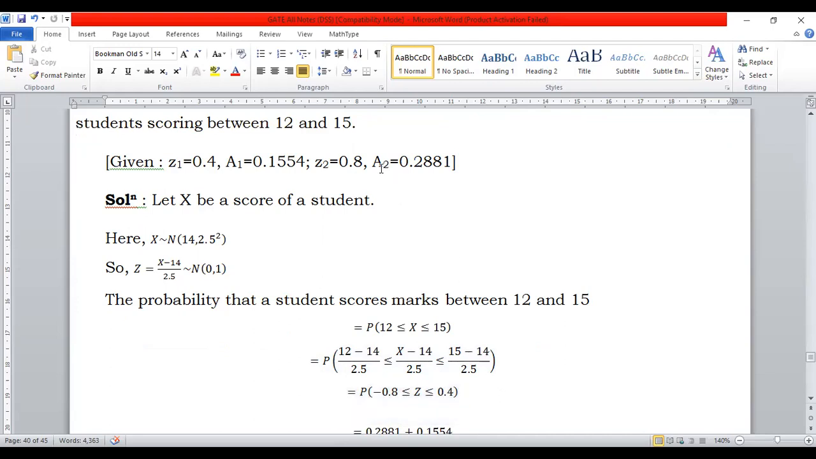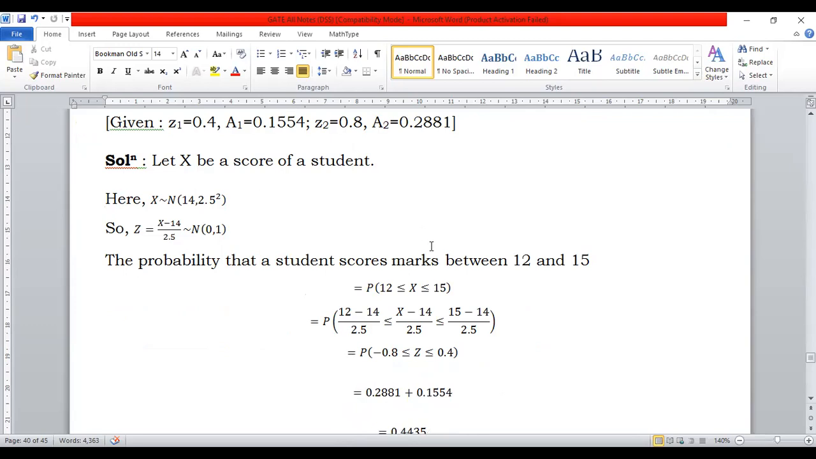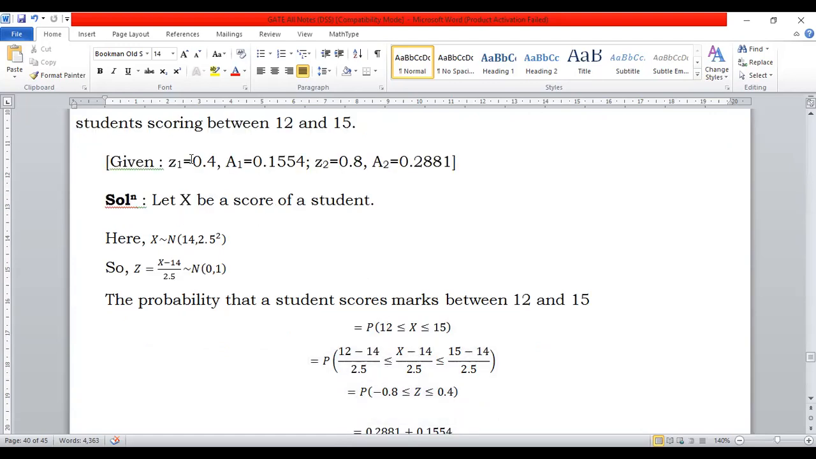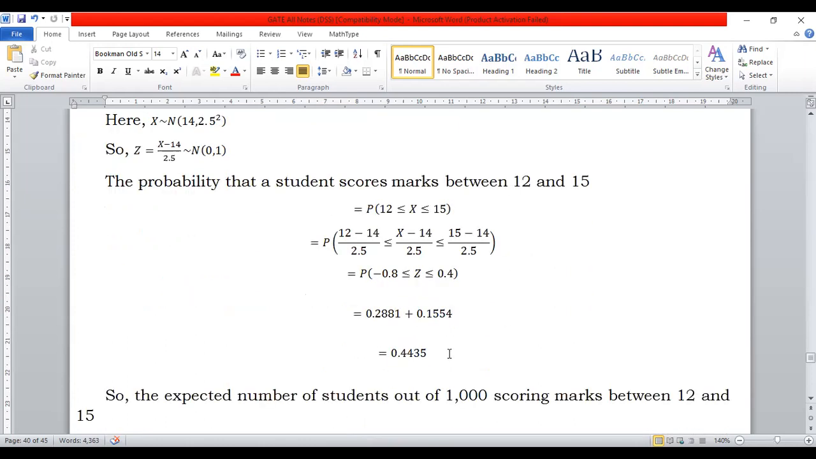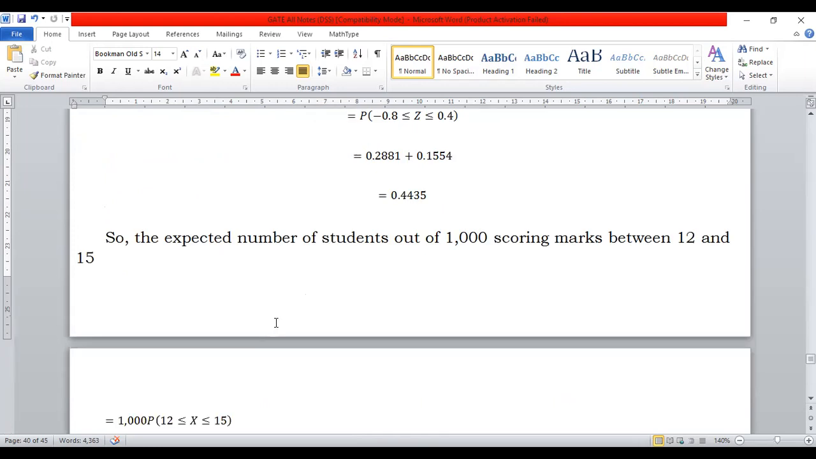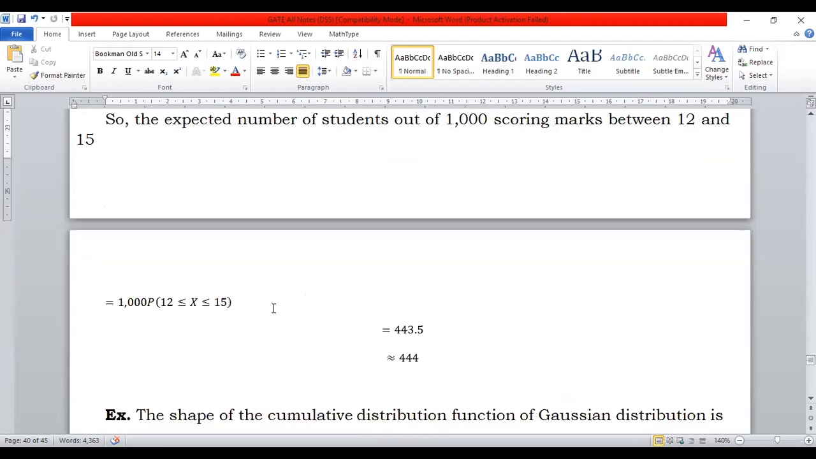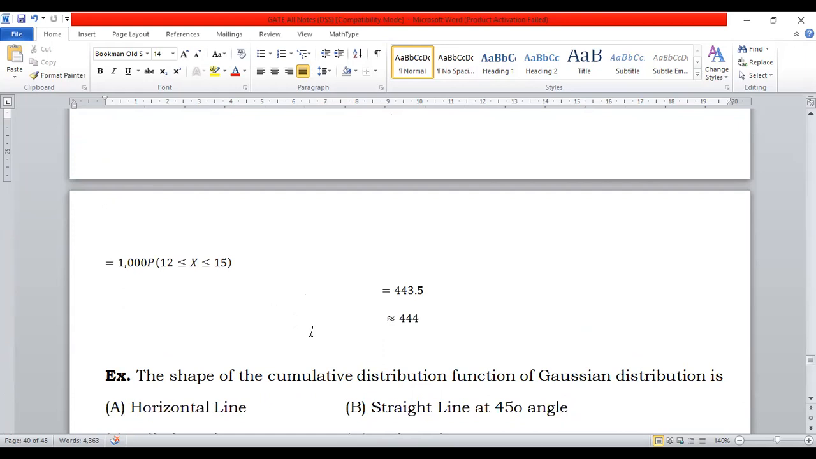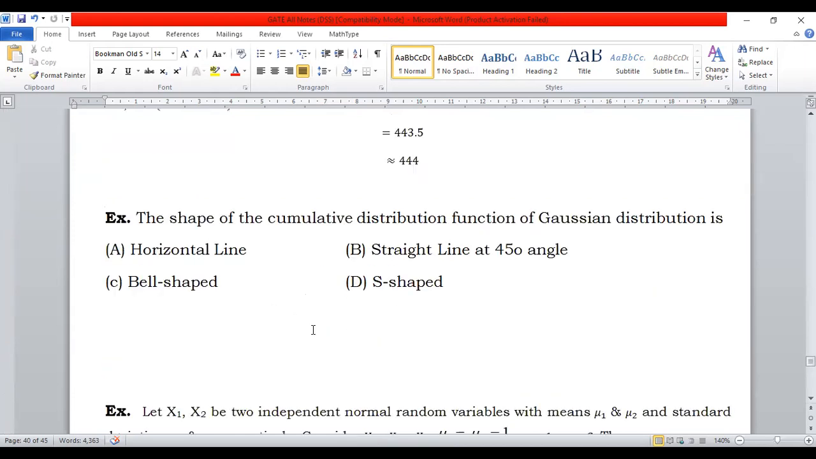Again, see, the area between z equal to 0 and z equal to 0.8 is given. So that must be the area between z equal to minus 0.8 and z equal to 0. Similarly, the area between z equal to 0 and z equal to 0.4, that is 0.155. So these are to be added together like that. And so the expected number of students out of 1000 scoring marks between 12 and 15, the probability is to be multiplied with 1000. And that is equal to 444, or to round up.